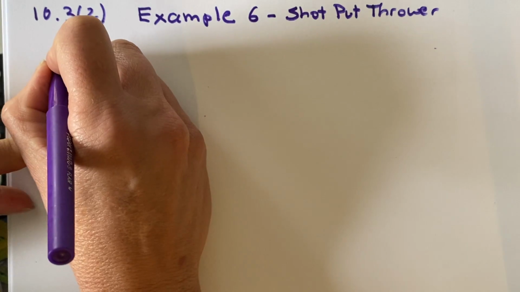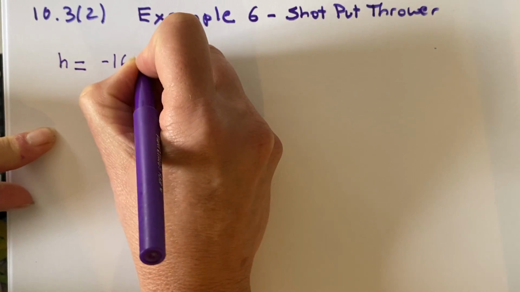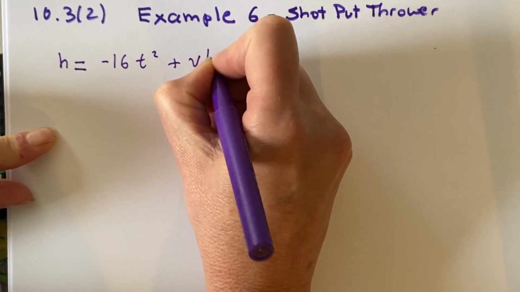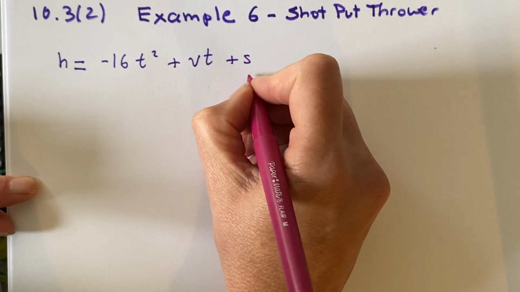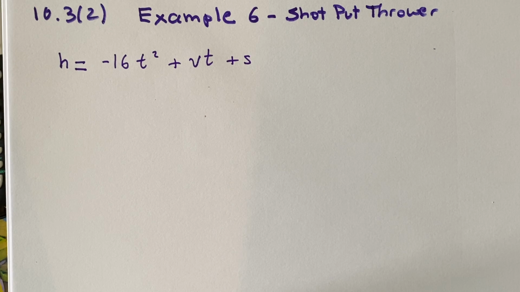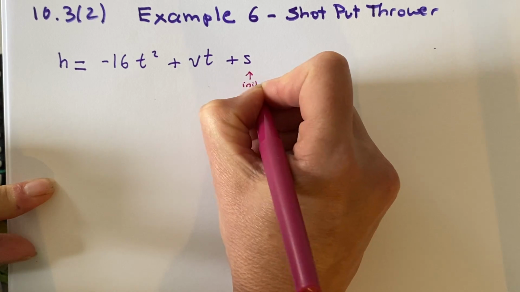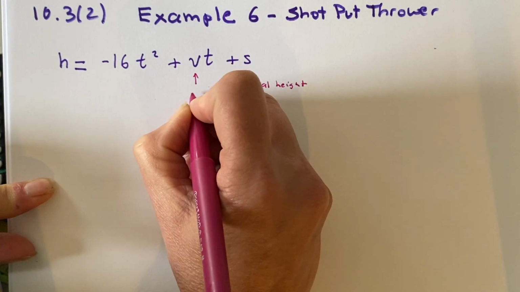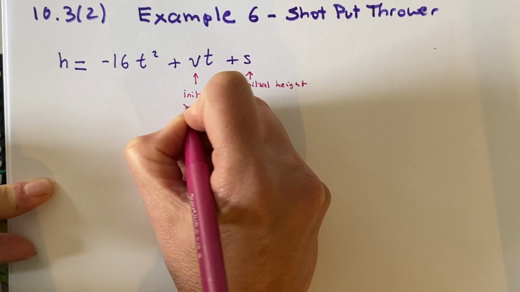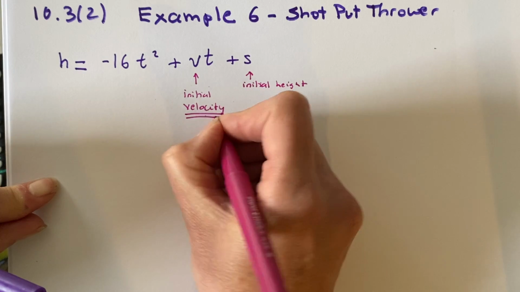You guys, I know this by heart because you've told it to me. H equals negative 16 t squared plus vt plus s, right? And you have to remember what these things are as you do the problem. The s is always your initial height. This is your initial velocity. In other words, how much speed is going into this as you're throwing.